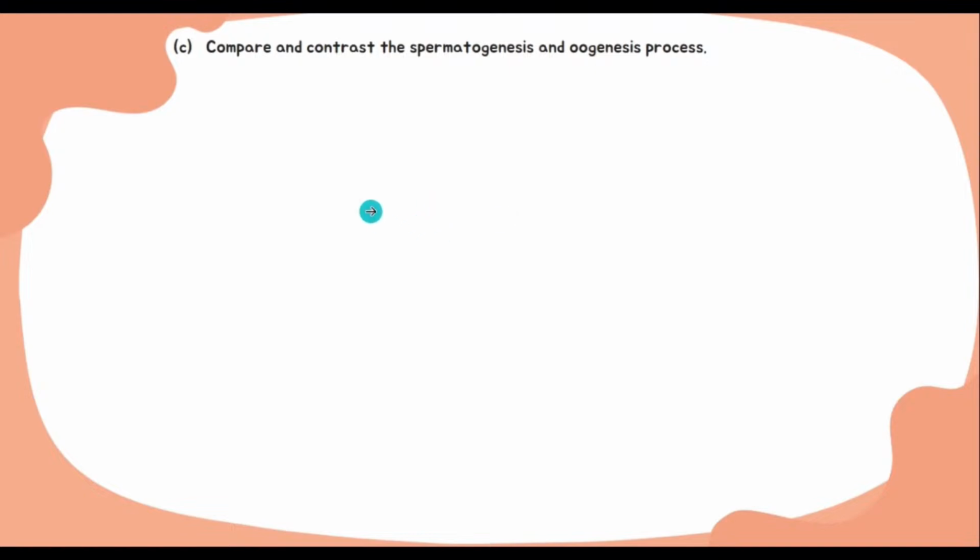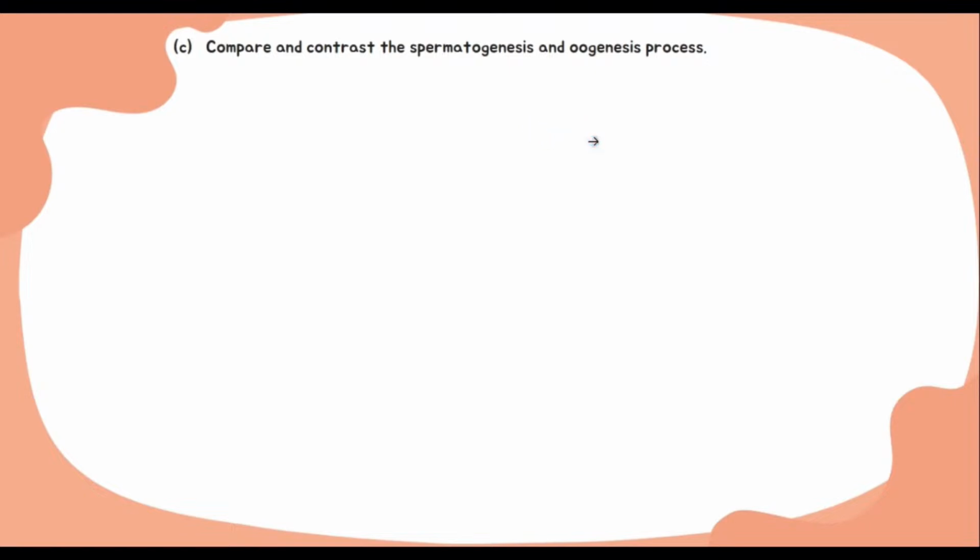Now, let us read the question. Compare and contrast the spermatogenesis and oogenesis process. So, what is spermatogenesis? A process that produces sperms. Oogenesis is a process that produces secondary oocyte. Okay, like I said earlier, in order to answer this question, you must write similarities and differences. Let us start with similarities.